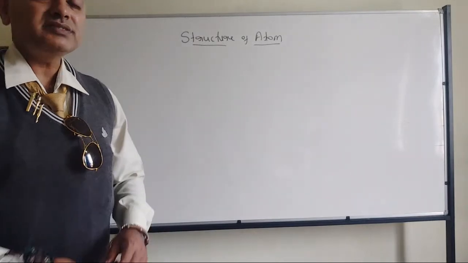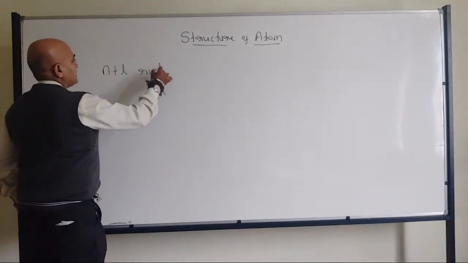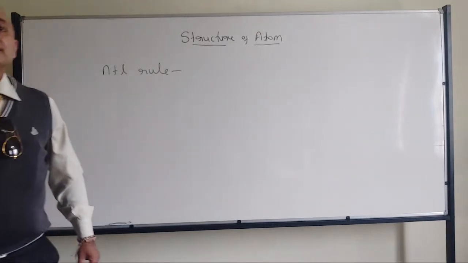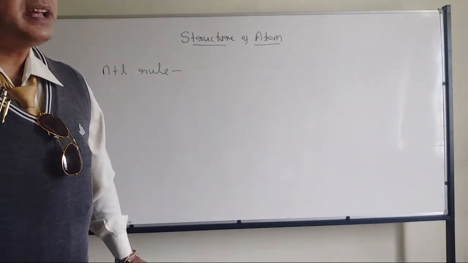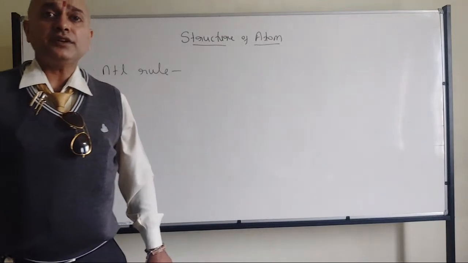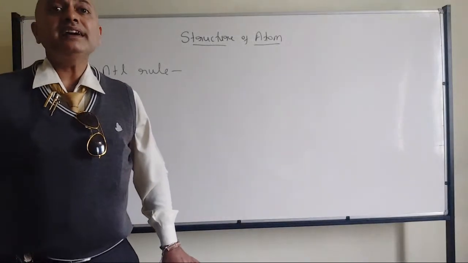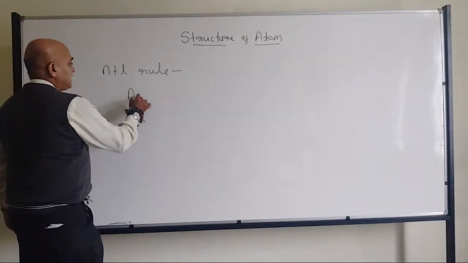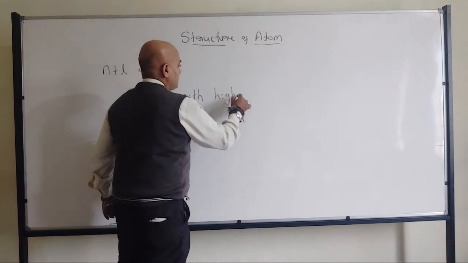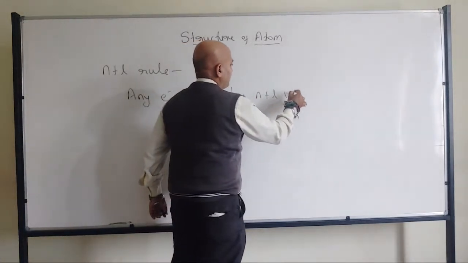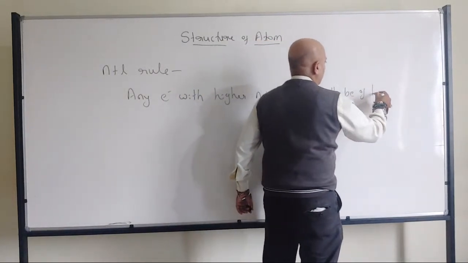Any doubts? Then we were talking about the N plus L rule. According to this rule, for a given electron, the one having the highest N plus L value will be considered to have higher energy. Any electron with a higher N plus L value will be of higher energy.